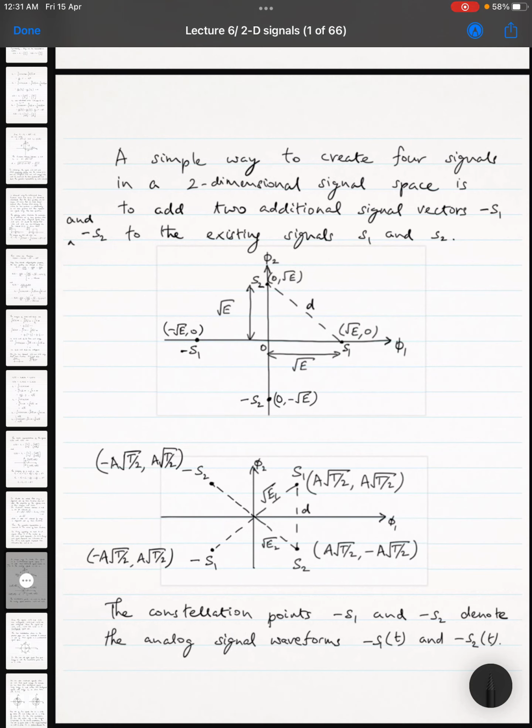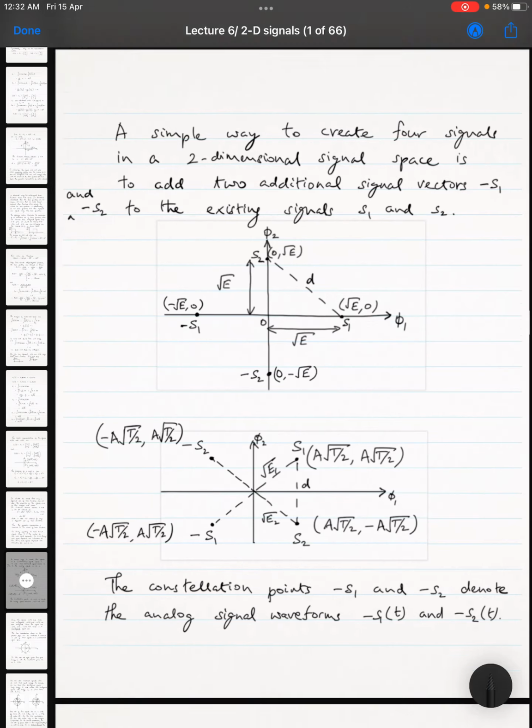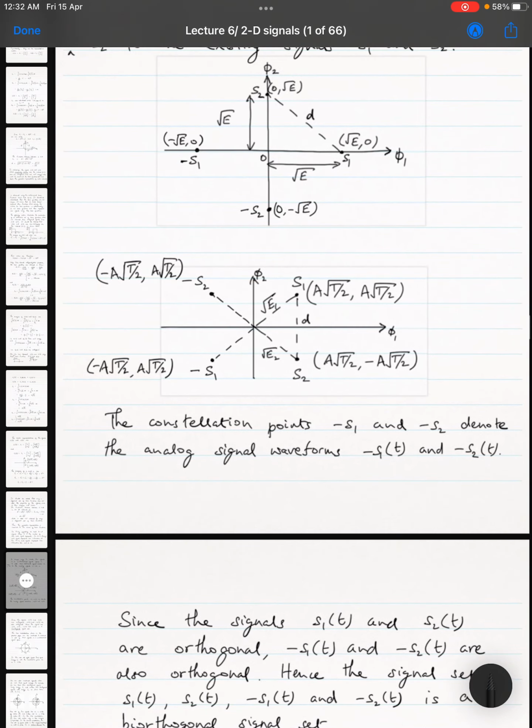So we have now two versions of the constellation points for representing four signals using two basis functions. We have created these four signals from our original two signals by taking their negative equivalents. We have taken the negative of S1 and S2 as minus S1 and minus S2 and put them onto the geometric space. So that now gives us a combination of four signals.